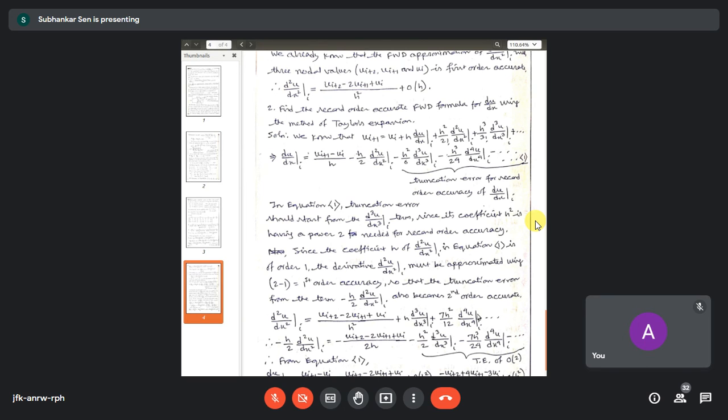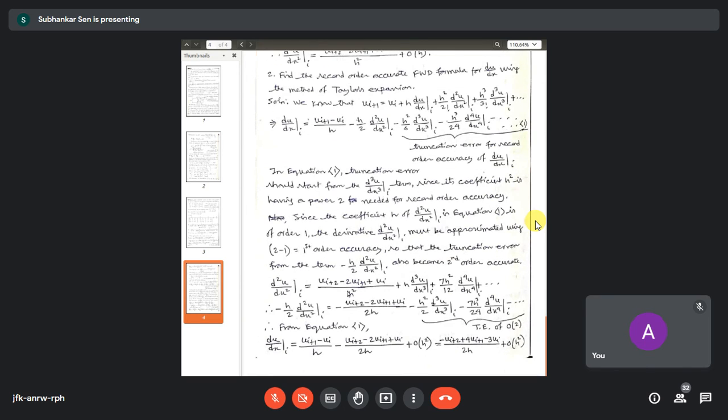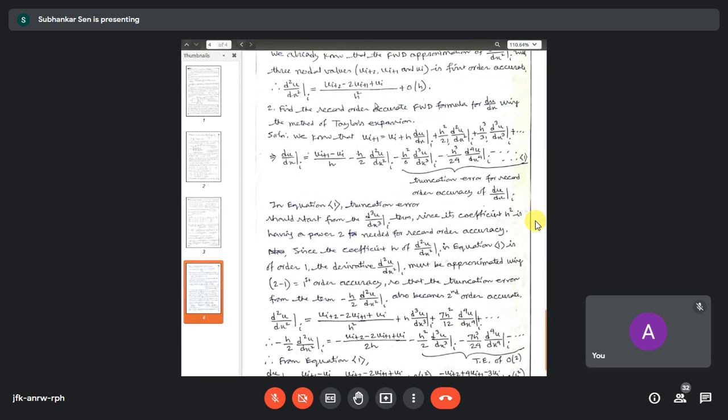Then things will be very clear when I show the formula. This is the expansion, and that expansion is written here for d2u dx2. Now the truncation error for d2u dx2 is first order. This is the truncation error for d2u dx2, and this is the leading term. With the leading term, the coefficient is h and the exponent is 1. So this is h to the power 1.